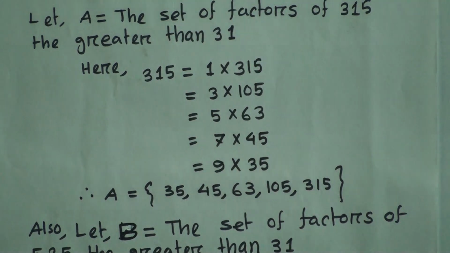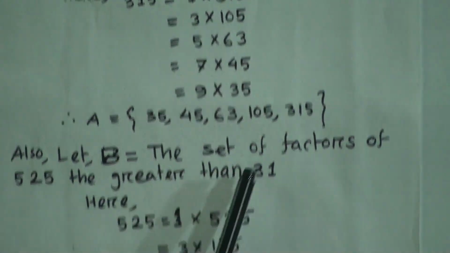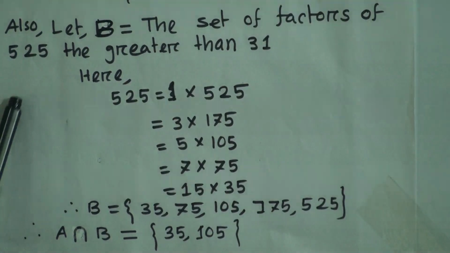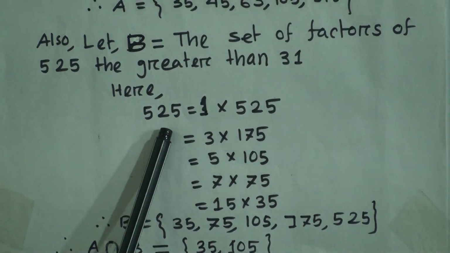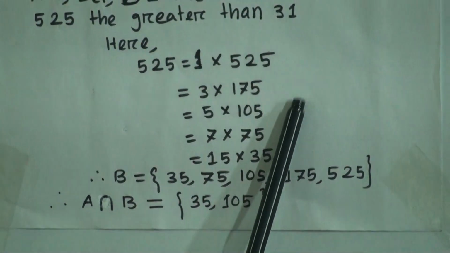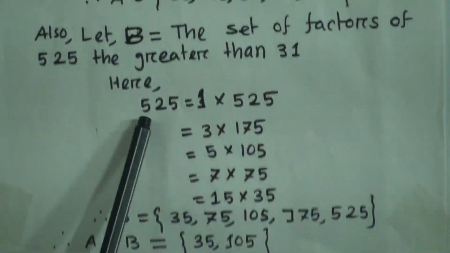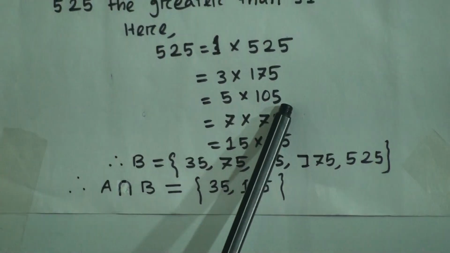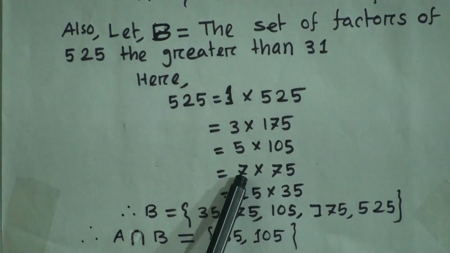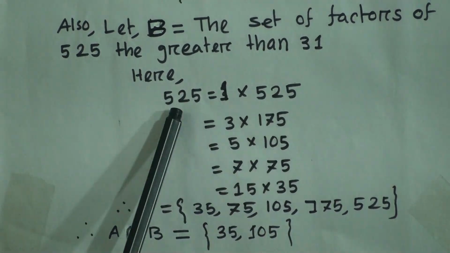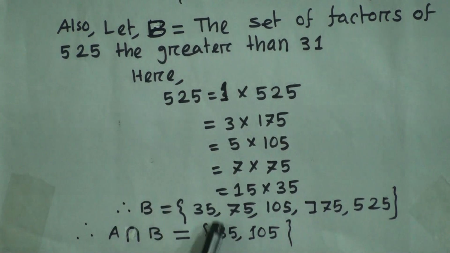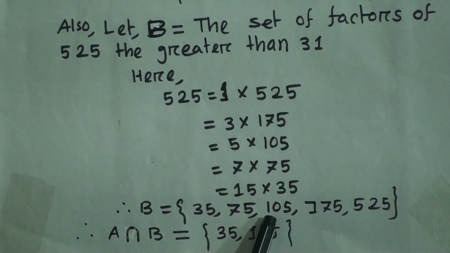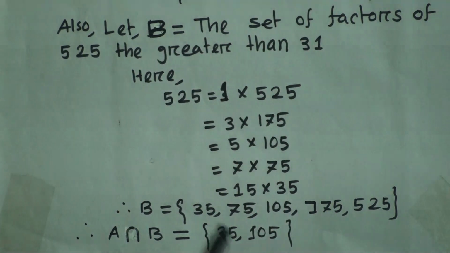Now let B equal to the set of factors of 525 greater than 31. Similarly, we break 525: 1 into 525, then 3 into 175 equal to 525, 5 into 105 equal to 525, then 7 into 75 equal to 525, then 15 into 35 equal to 525. Student, we don't proceed again because the rest of the numbers will be smaller than 31.